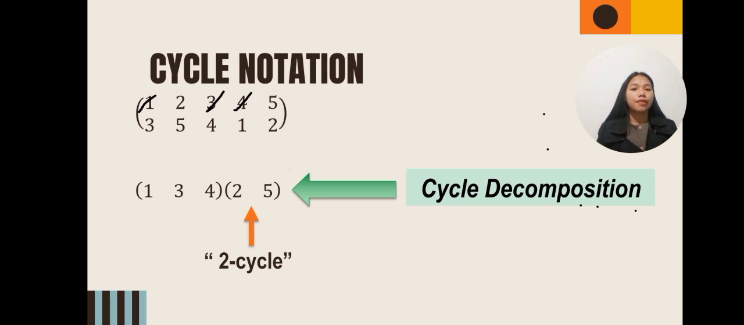So that is our first example. So we only have the 2 cycles there.